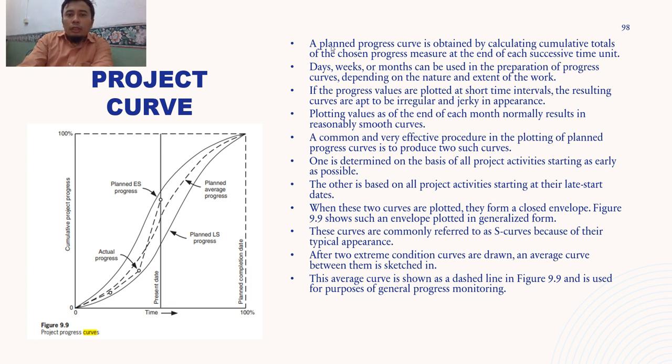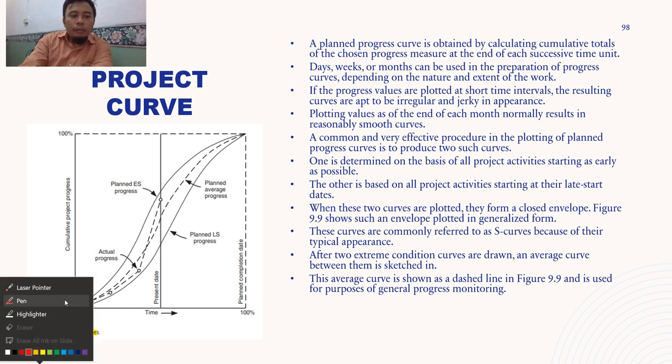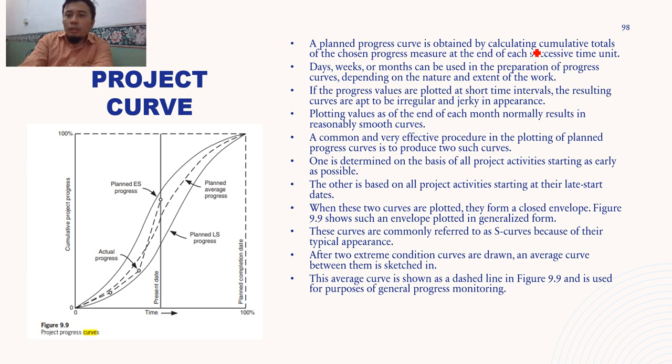So project curve is a plan progress curve. A plan progress curve is obtained by calculating the cumulative totals of the chosen progress measure. Cumulative means compounded, adding up cumulatively.